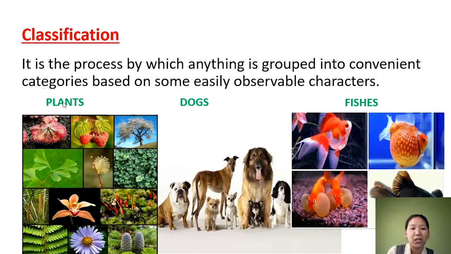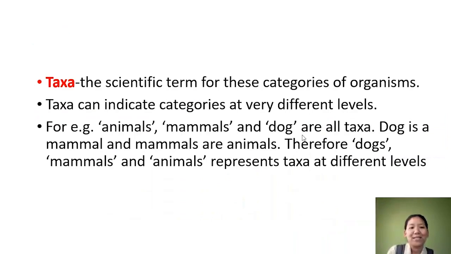Each category here, plant, dog, fish, we call taxa. The scientific term for these categories of organisms is taxa, for example, plant, dog, fish. These taxa can indicate categories at different levels. There are different levels, which we shall discuss under another topic.